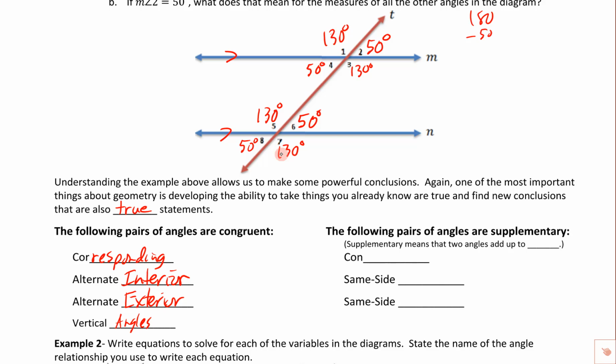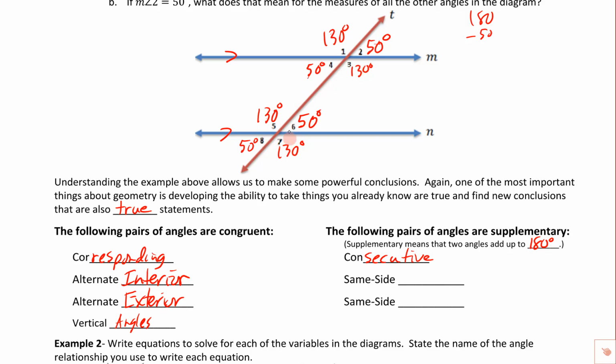Now there are some other things that we can say besides just that there are some congruent angles, and it comes from that whole straight line and 180 thing. It says the following pairs of angles are supplementary. Remember, supplementary means that there are two angles that add up to 180 degrees. So consecutive angles. If they're right next to each other, 130 and 50, 130 and 50, 130 and 50, 130 and 50.